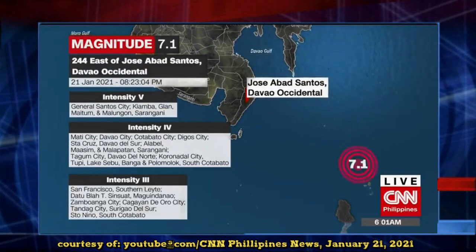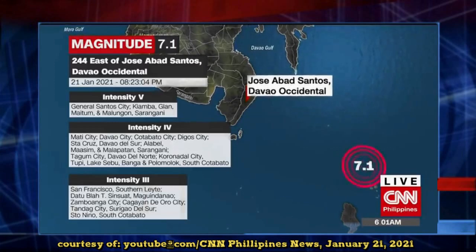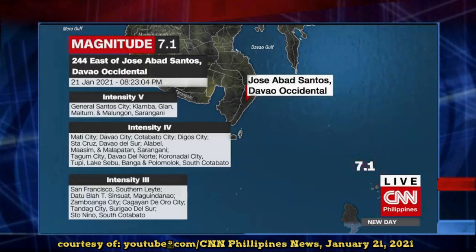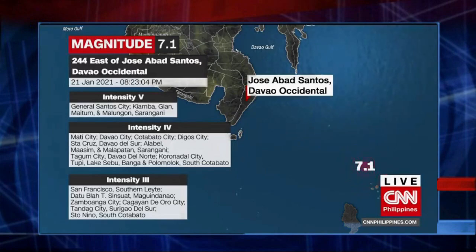According to PHIVOLCS, intensity 5 means shaking was strong and the tremor was generally felt by most people indoors and outdoors. It also means hanging objects swing violently and small, light, and unstable objects may fall or overturn. The earthquake was also felt in other provinces in Mindanao. It was at intensity 4 or moderately strong in several towns and cities, including Davao City.